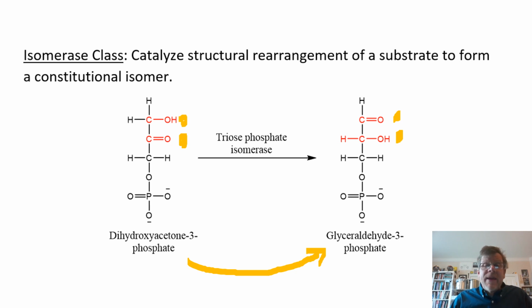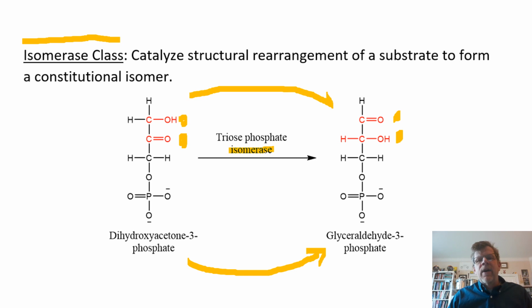If we look at the name of this enzyme, isomerase, the name gives us an indication of the class of enzyme which would carry it out. But most importantly, we're looking at the difference in structure between the starting material and the product to deduce the class of enzyme that mediated that reaction.